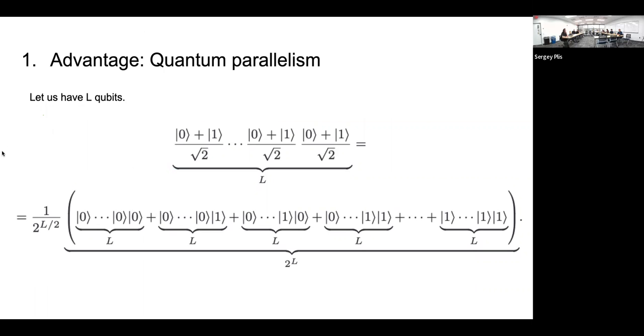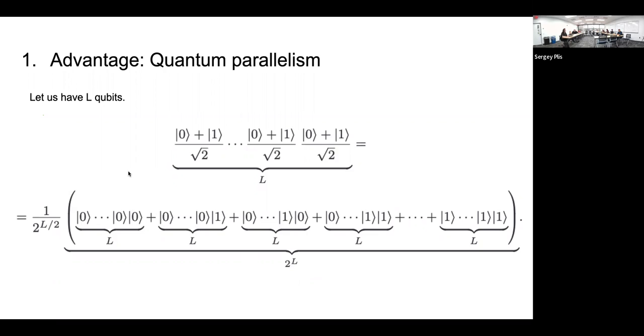So let's talk about a few advantages that originate from the quantum nature of quantum computers. First, because of the superposition property, in theory we can take L qubits and put each of them in a superposition of states 0 and 1. That would translate into the L qubits being in 2^L states at once, meaning from 0 to 2^L minus 1 integers at the same time.